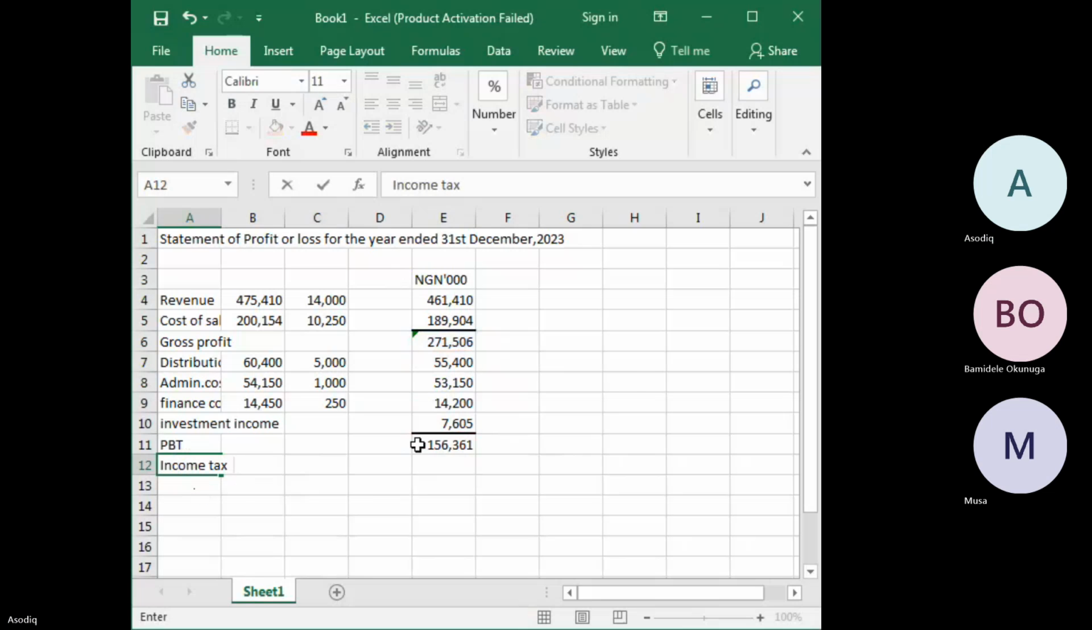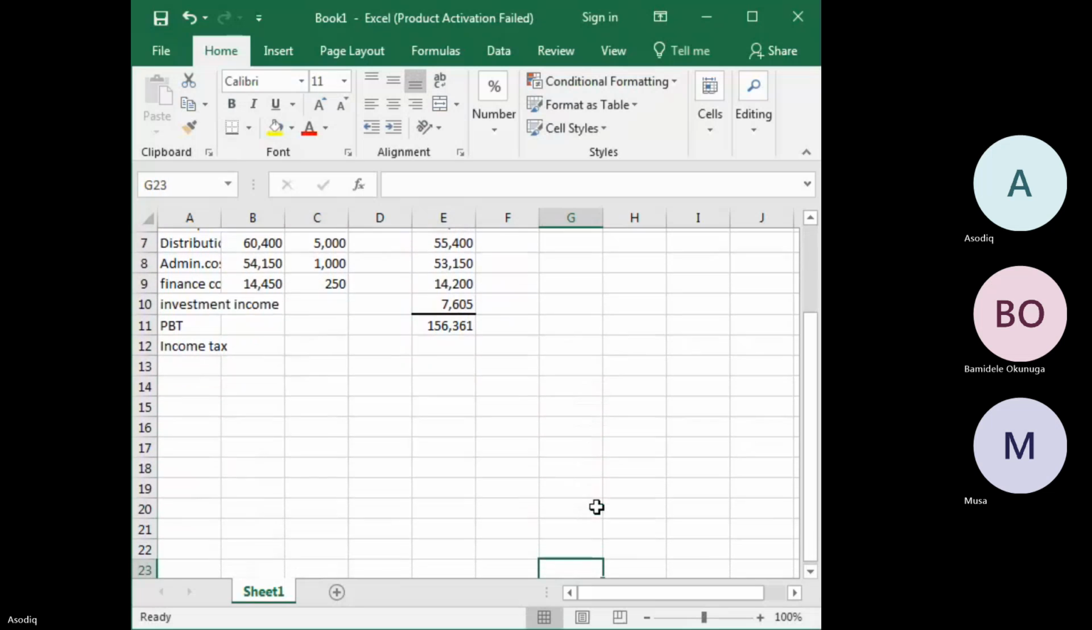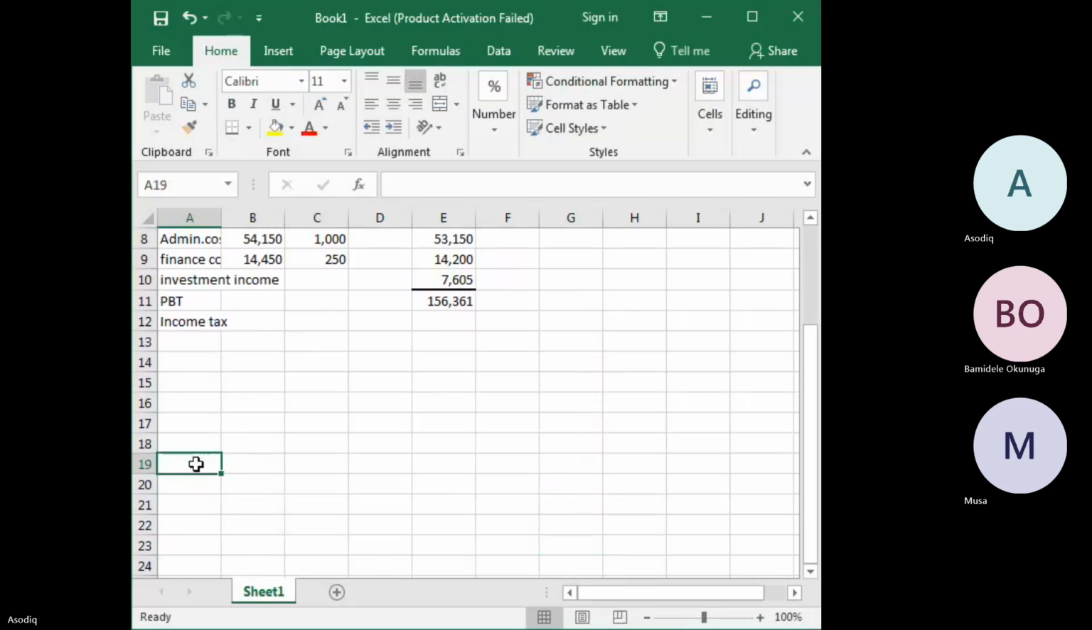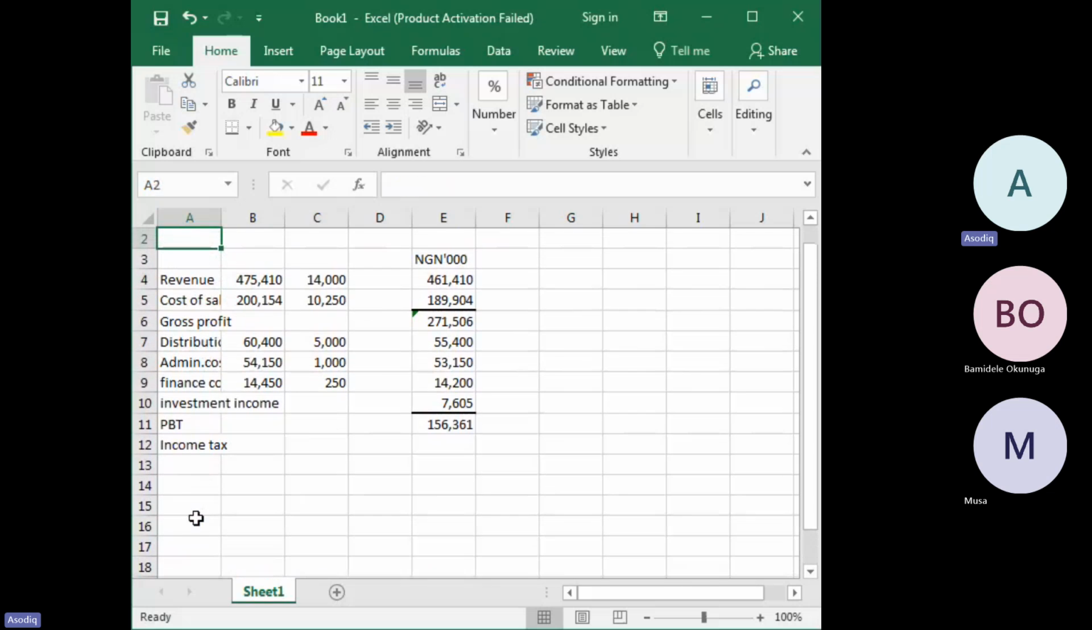Before getting this, I will now go and prepare my information regarding the discontinued operation. Statement of profit or loss from discontinued operation. Now I want to prepare all the information that was given to me earlier on. So I need all this information. Permit me, let me just copy them.